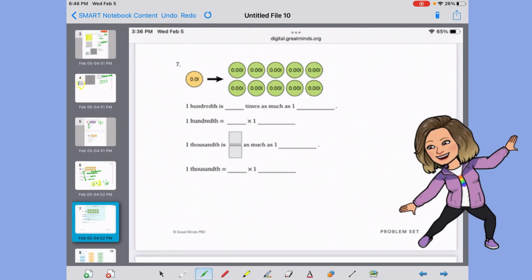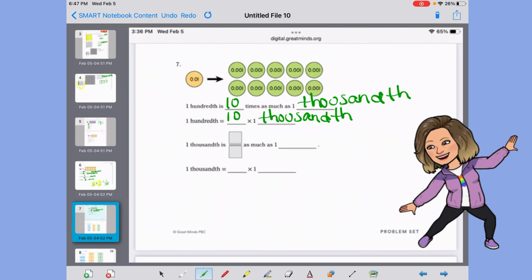Okay, on page 9, this time we're looking at 1/100th, changing it into 1/1000th. 1/100th is 10 times as much as 1,000th. Make sure you use that TH. So I know that 1/100th is the same as saying 10 copies of 1,000th. Now remember, this is a video, so if I'm going too fast, you are more than welcome to pause it.